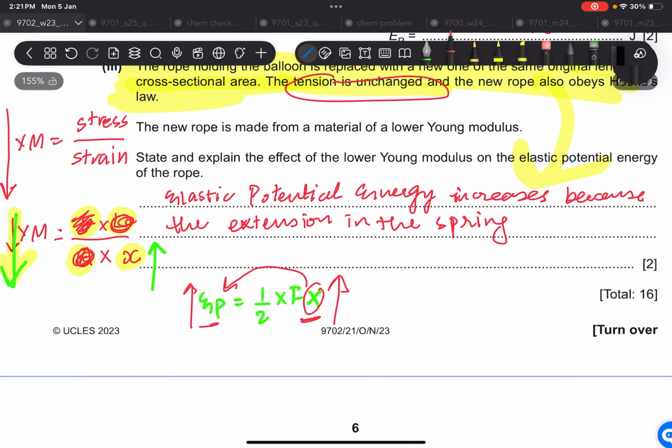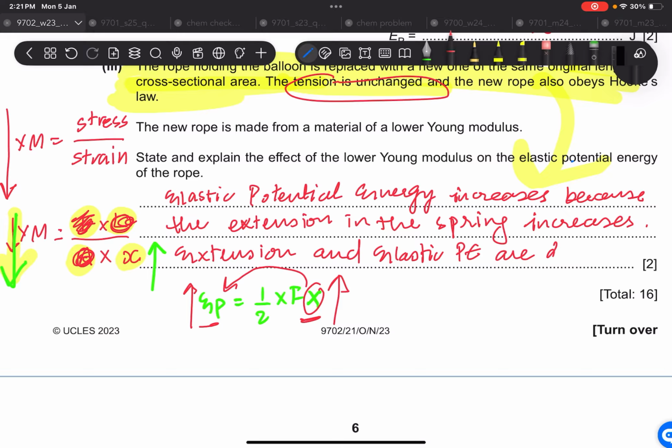Elastic potential energy increases because the extension in the spring increases, and you can tell that extension and elastic potential energy are directly proportional. Tell something like this. Write this formula, EP equals to half Fx, write something like this and done.